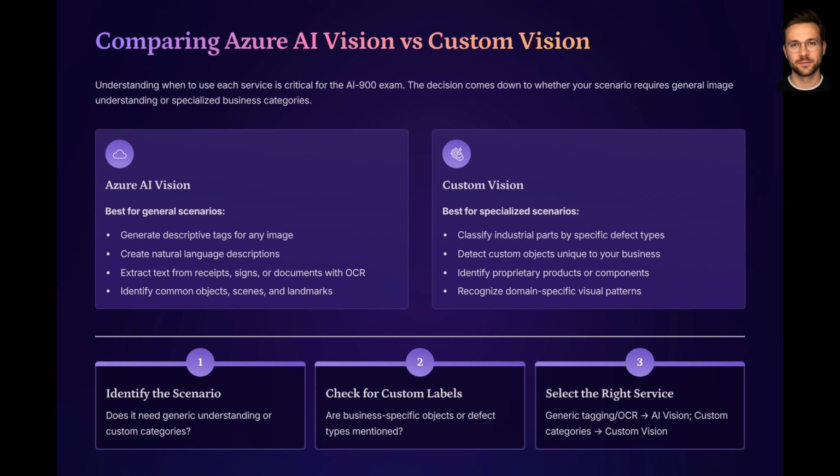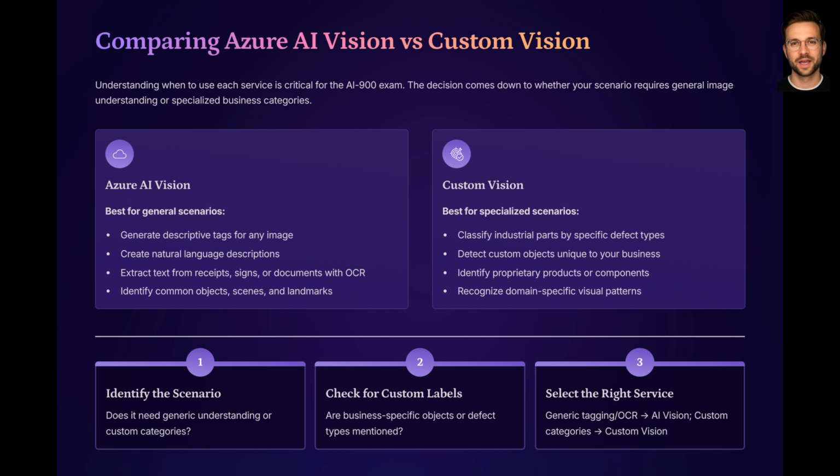Another example. A team wants to build a solution that reads text from photos of receipts to process expense reports. Here, we have a mix. Reading the text itself is OCR, which is part of Azure AI Vision. If the goal is to extract specific fields like total amount or date from structured documents, the scenario might also involve Document Intelligence.